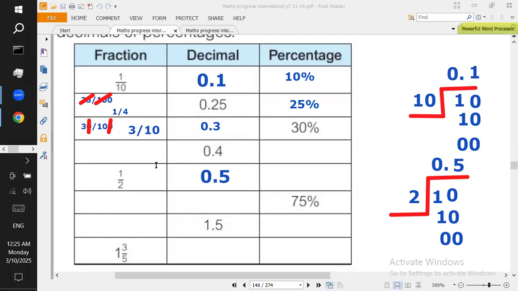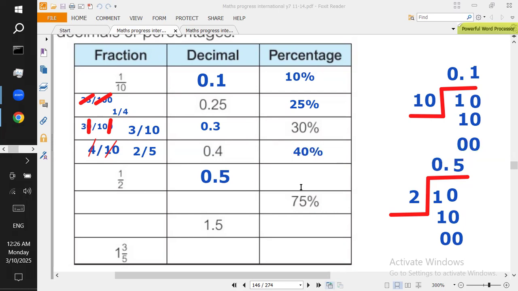Here, 0.4 means it's 4 over 10. When you simplify it more, you divide by the common factor, which is 2. So divide by 2. Divide 2, divide 2. 4 divided by 2 is going to be 2. And then 10 divided by 2 is going to be 5. So 2 over 5. So 0.4 or 4 over 10 is the same as 40 over 100, which is 40%.